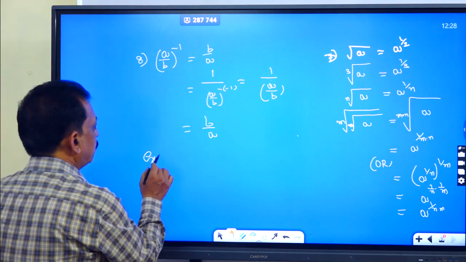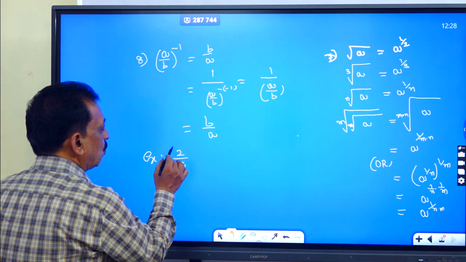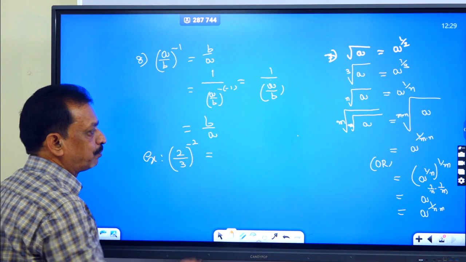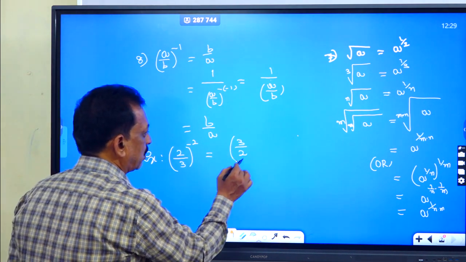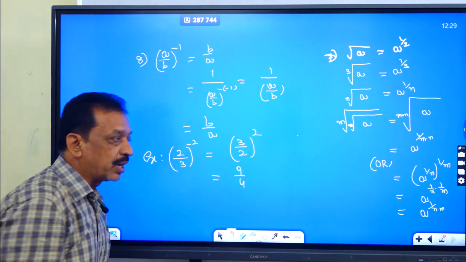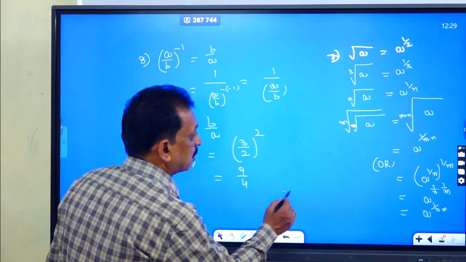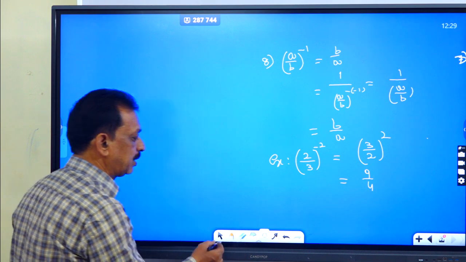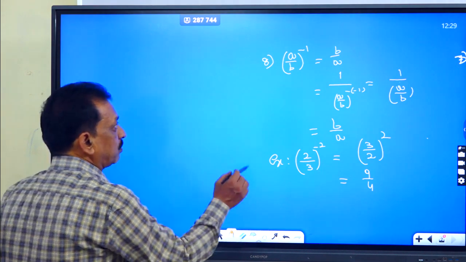So example, 2 by 3 whole to the power of minus 2 is there. Then what to do? Nothing. I can write directly, the answer is 3 by 2 whole square. So that is 9 by 4. Are you understanding how you got it? You apply this principle. Now next, all of you copy this and do it regularly, see that video, then clarity will come.